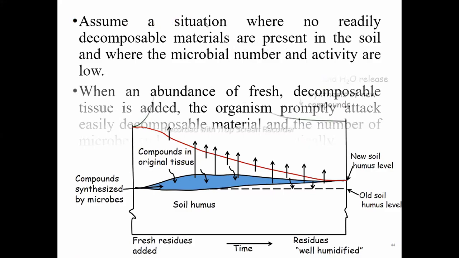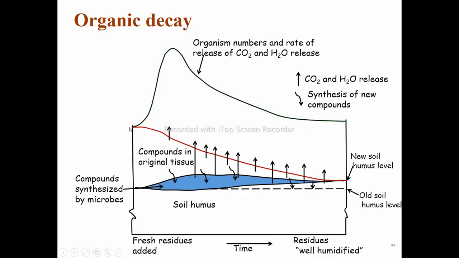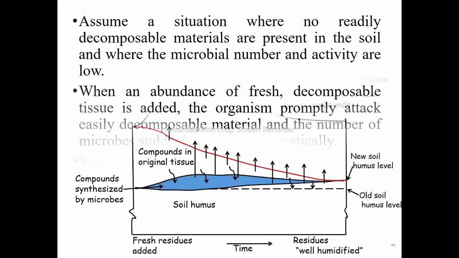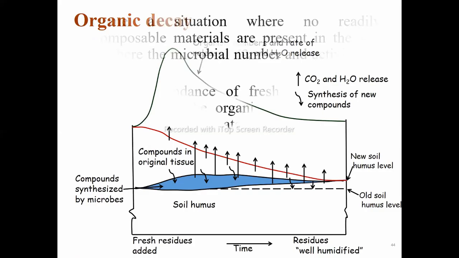Here, assume a situation where no readily decomposable materials are present in the soil, and the microbial number and the activity are low. Right here, microbial activity and the number are low. And when an abundance of fresh or decomposable tissue is added, the organisms promptly attack the easily decomposable materials, and the number of microbes suddenly increases dramatically. Right? So when you add the fresh residues, microbial activity suddenly increases dramatically. Why? Because they consume the easily degradable organic materials. Understand?